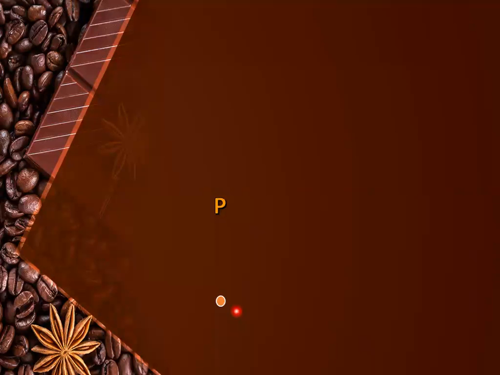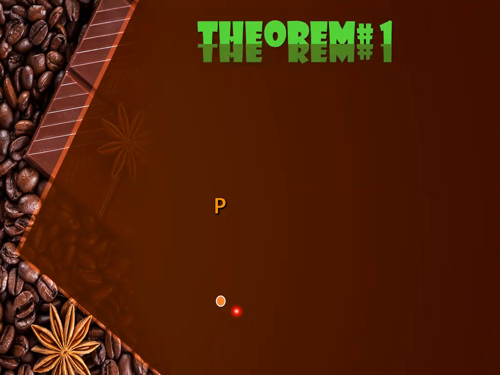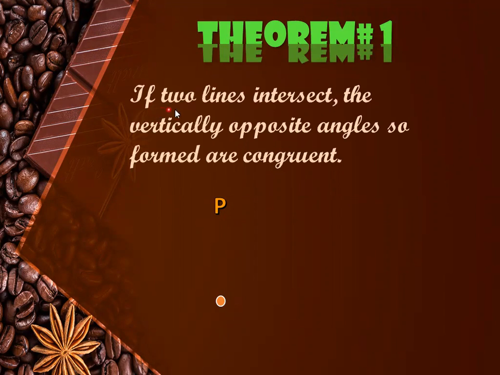Now let's start theorem number 1. What is a theorem? A theorem is basically a mathematical statement in which something is given and you have to prove it. Theorem number 1 is: if two lines intersect, the vertically opposite angles so formed are congruent. Basically, this is a mathematical statement, and this is your theorem.